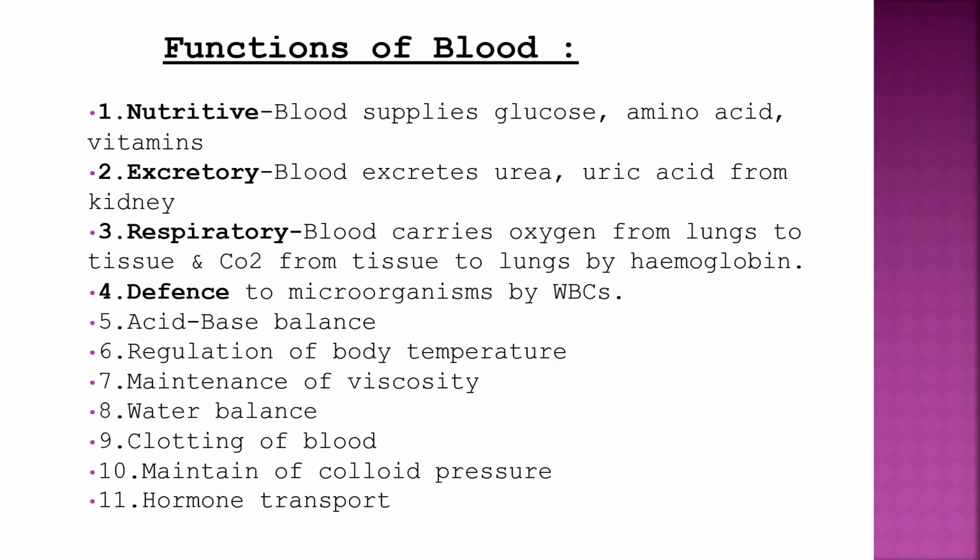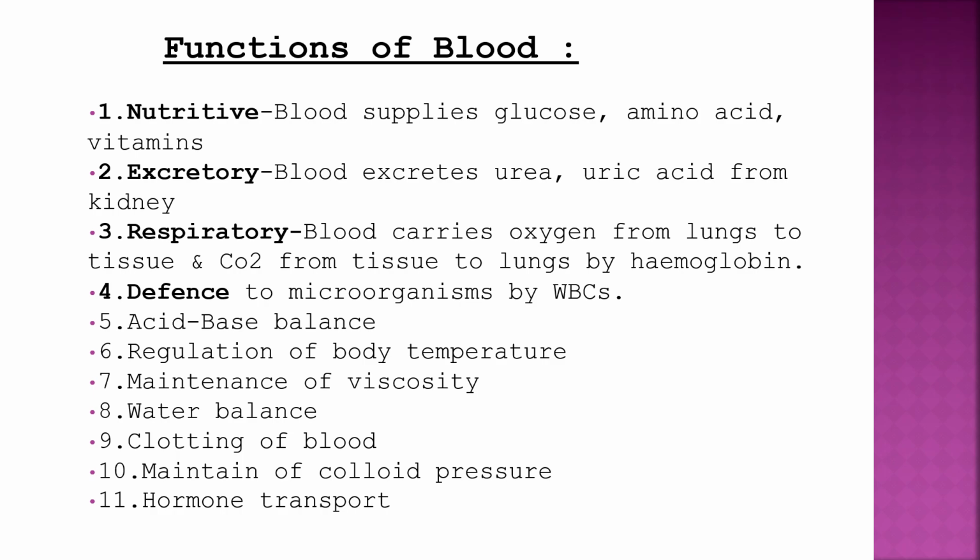Now we will see functions of blood. So main function of blood is nutritive in nature. So it is blood supplies glucose, amino acids, vitamins from the digestive system to all over the parts of the body through the blood. Then excretory function. So it excretes urea, uric acid and unwanted substances and water from the kidney. So it is excretory function, and the main function is respiratory function.